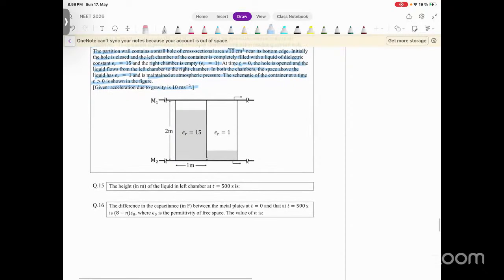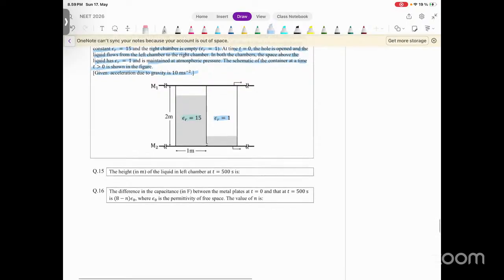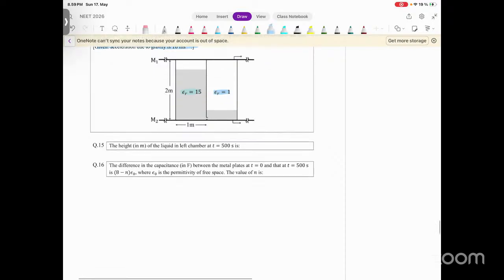Okay, this is given. Epsilon R is 1 here, epsilon R is 15. This is M1, M2, 1 meter. The height of the liquid in the left chamber at t equals 500 seconds is asked. So this is a fluid dynamics question, the first question.